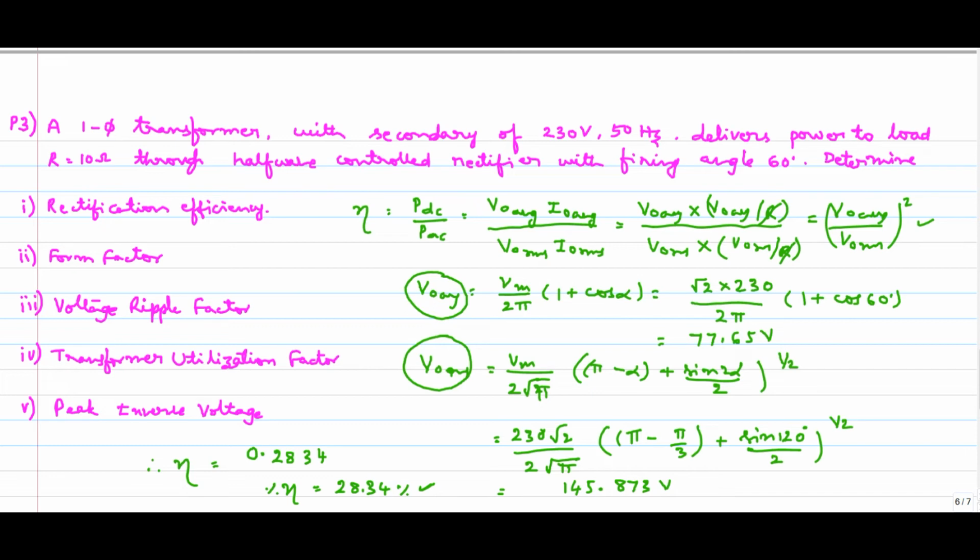Let me move forward and see form factor. What does form factor mean? Form factor is defined as V naught RMS divided by V naught average. That is 145.873 divided by 77.65, which is equal to 1.878. This is the form factor.